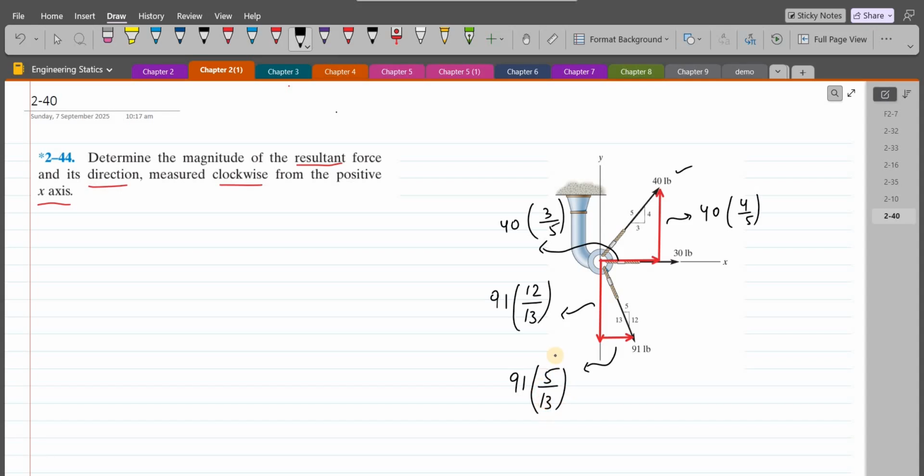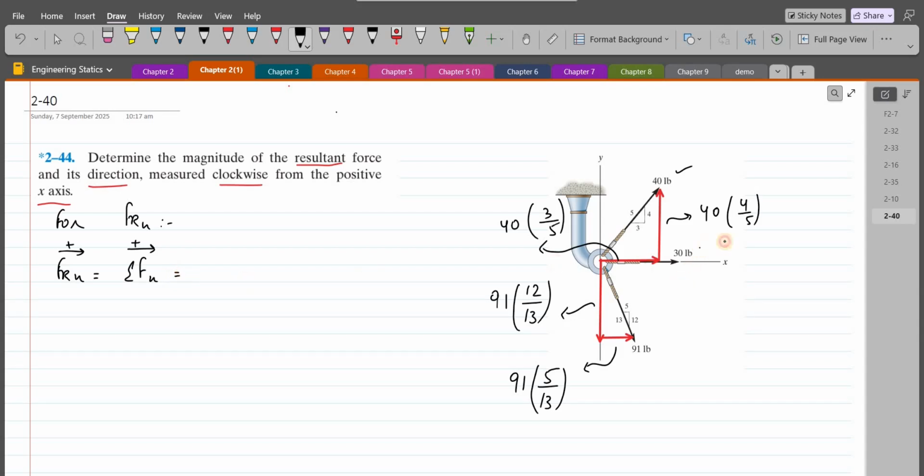So far we have resolved the forces into their components. Now we can find the x and y components of the resultant force. For the x component of the resultant force, let's call this Frx. Frx is equal to the sum of the forces along the x-axis. I am considering the right-hand side as positive.